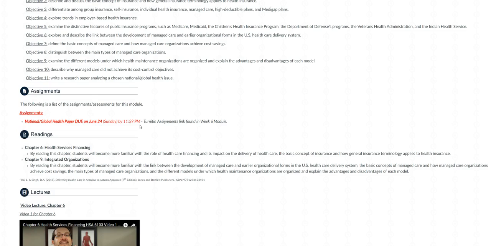So you have 2 chapters that you're responsible for reading this week. The first one is on health service financing, and it really focuses on the role of healthcare financing and its impact on the delivery of healthcare. And then chapter 9 on integrated organizations, which really hones in on the link between the development of managed care and the earlier organizational forms in the U.S. healthcare delivery system. In this chapter, it also introduces you to the basic concepts of managed care and how managed care organizations evolved, how they achieved their cost savings, and the main types of managed care organizations. So that's the focus of chapter 9.